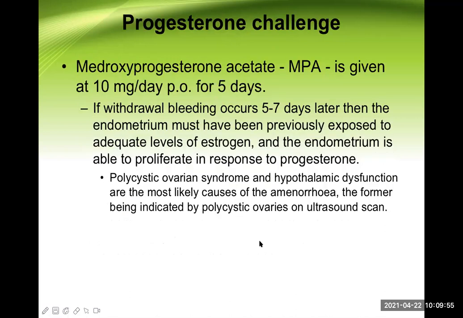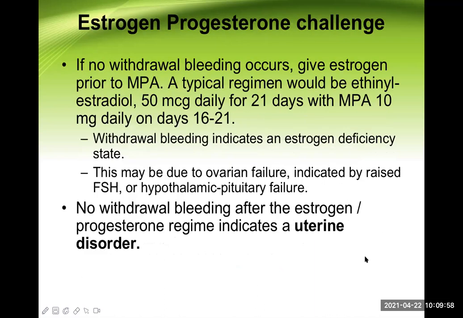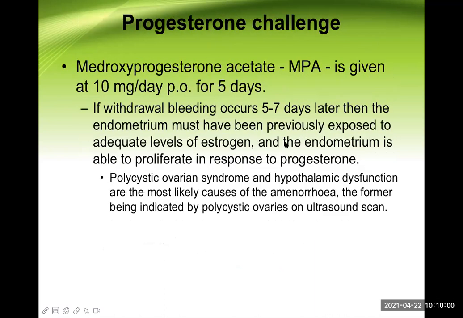Now, what is this progesterone challenge, and what is this estrogen progesterone challenge? Okay, so let's highlight on it. For the progesterone challenge, we give a type of progesterone known as medroxyprogesterone acetate, MPA. It is given at 10 milligram per day per oral for 5 days. So this is the type of progesterone. If withdrawal bleeding occurs 5 to 7 days later, then the endometrium must have been previously exposed to adequate levels of estrogen. So this is the conclusion or interpretation.